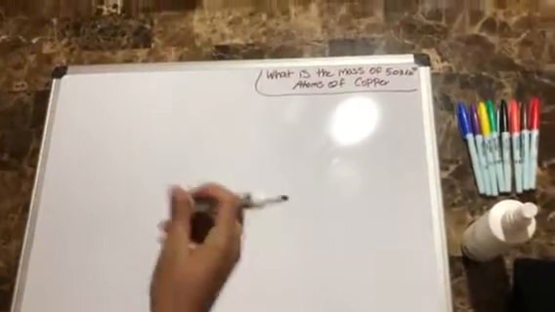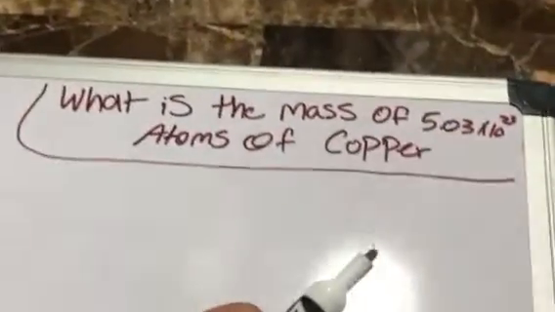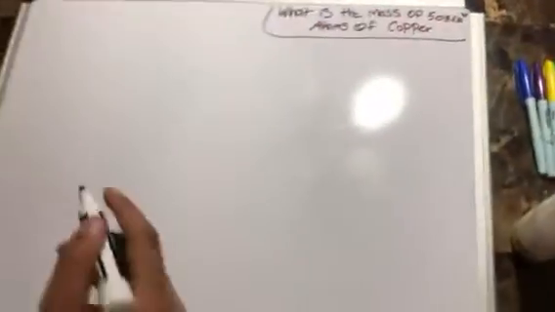Molecular conversions are like conversions to other widely known units like liters, molecules, and I'll show you some more right now. So the question we're going to be trying to solve today in molecular conversions is: what is the mass of 5.03 times 10 to the 23rd atoms of copper? So that's the question we're going to be trying to answer here.